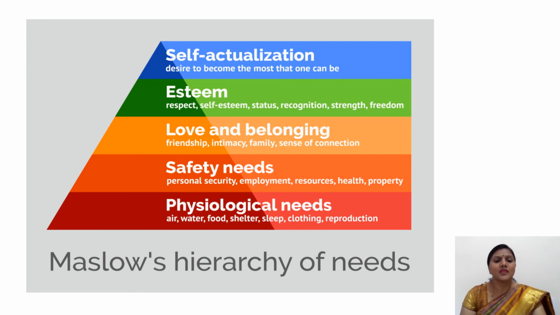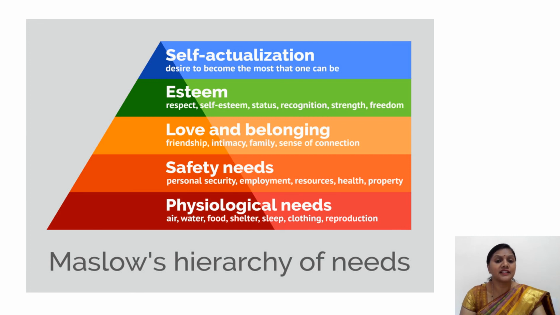Thirdly, love and affection, or love and belonging. Now he is in a good state. He will try to maintain good friendship, intimacy. He will try to have a family and a sense of connection. So he will seek love and affection. So for that, whatever things are required, he will try to purchase.